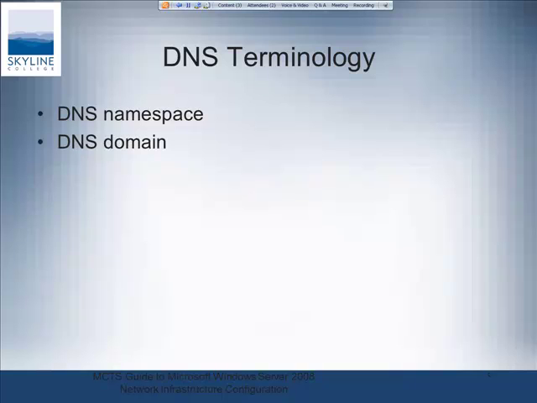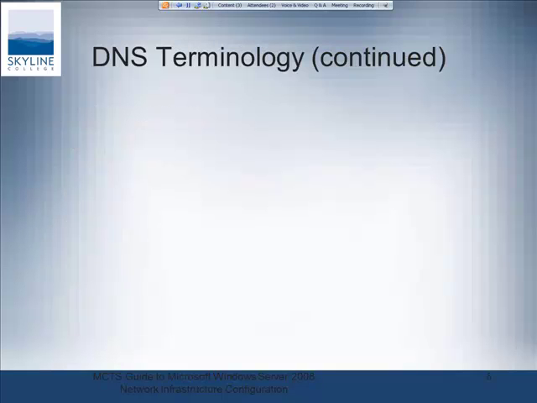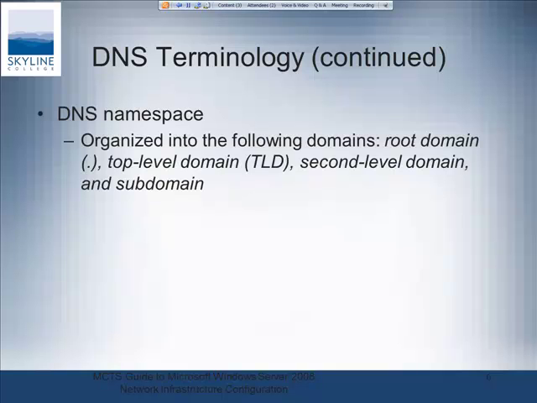DNS terminology: DNS namespace, DNS domain. These are the highlights, and they're going to have a slide for each of these. Fully qualified domain name, hosts, host name, DNS record, and DNS zones are all part of the structure itself. The DNS namespace is organized into the following domains: root domain, top-level domain, second-level domain. The root itself, and the root is always represented by a dot.